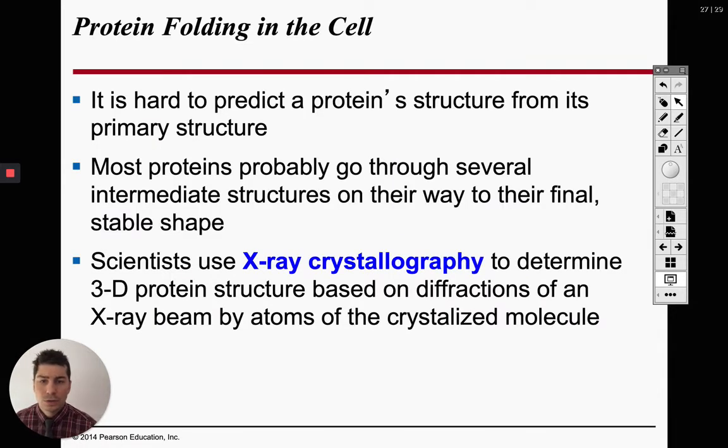Okay, so what they've tried to do, guys, is determine what a protein looks like, how it folds. In other words, they're going from primary to quaternary structure, starting from the amino acid sequence and trying to see which one's going to fold on which, and which R groups are going to be attracted to others.